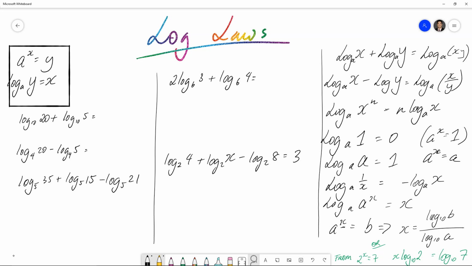So here we go. First one here. I might just use a different color. We've got log base 10 of 20 plus log base 10 of 5. And what do you do to those two terms?